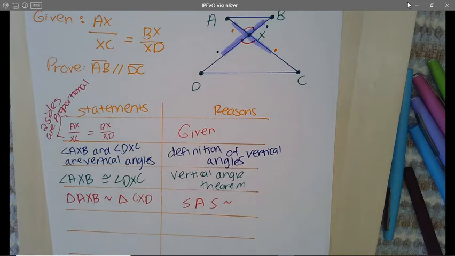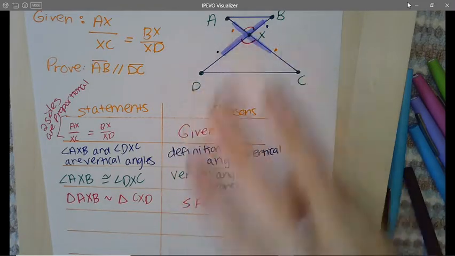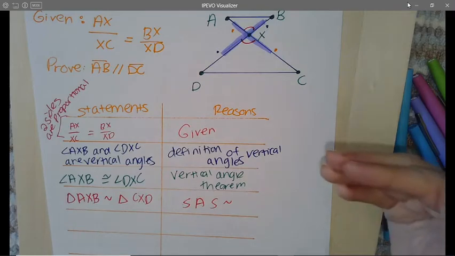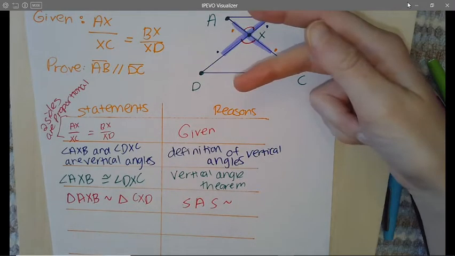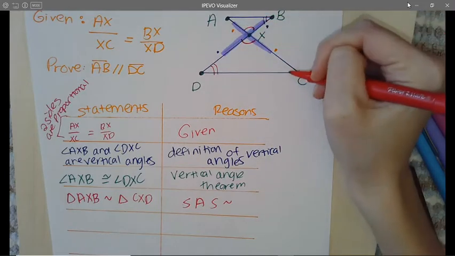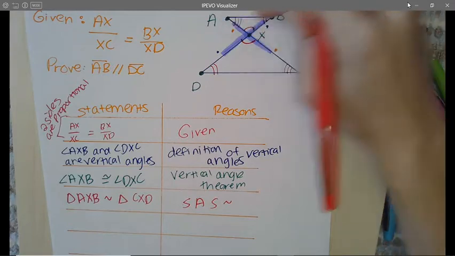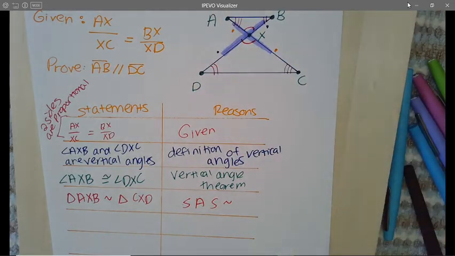Okay, so now that I've shown that my two triangles are similar, what it means for objects to be similar is that all three sides are proportionate and all three angles are congruent. So now that I know that these two triangles are similar, I know that these two angles are congruent. I know that these two angles are congruent. And I know that AB and DC are proportionate. Okay, that's what it means to be similar.